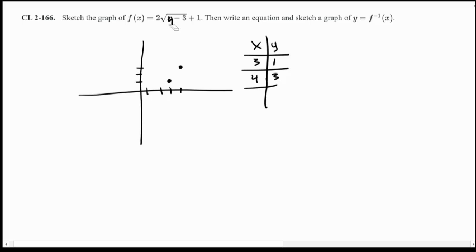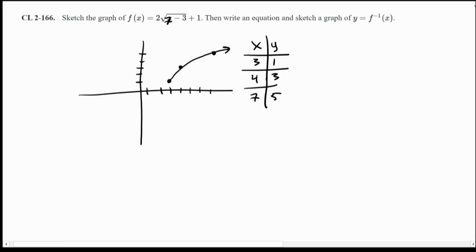And the next number I'm going to plug in is not going to be 5, because if I plugged in 5, I'd have to do the square root of 2. So I'm going to plug in 6, 7, 8, 9, actually 7. I'll pick 7 here, because if I do 7, then it's 7 minus 3, which is 4. The square root of 4 is 2. 2 times 2 is 4. 4 plus 1 is 5. So on that one, we go over 5, 6, 7, up 2 more. And that's the general sketch of our graph there.